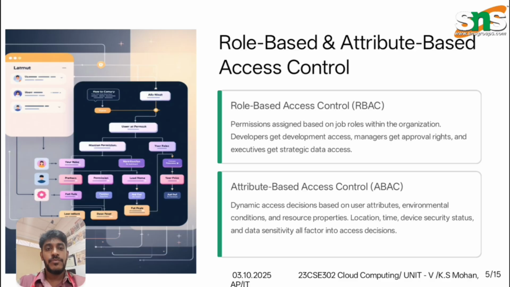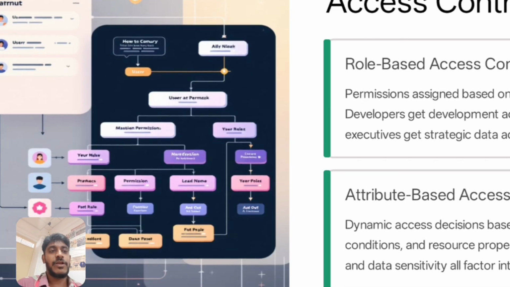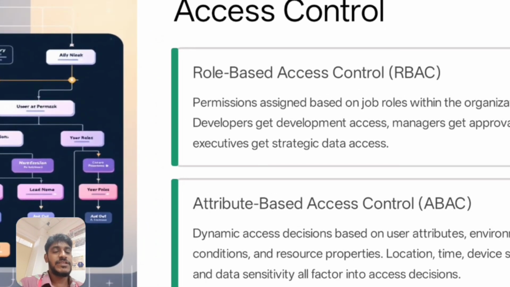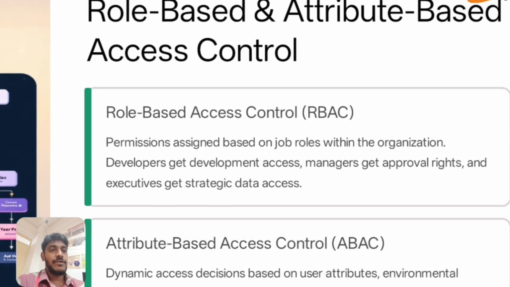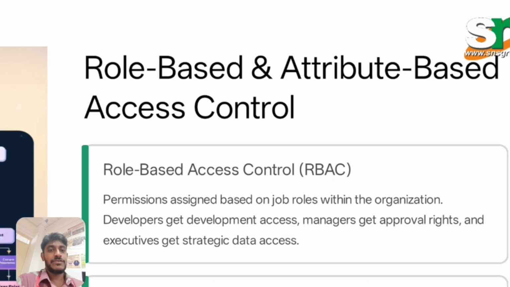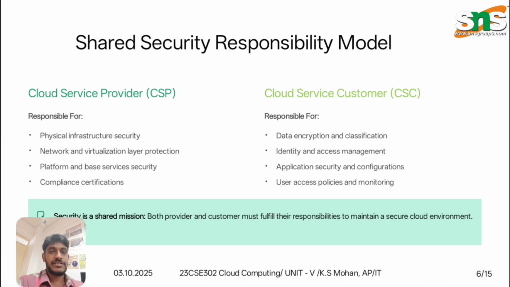RBAC is role-based access control, along with attribute-based access control. In the picture we can see the layout and how things are processed. Permissions are assigned based on job roles in the organization. A developer gets developer access, a manager gets approval rights, and an executive gets strategic data access. These things are shared as security.